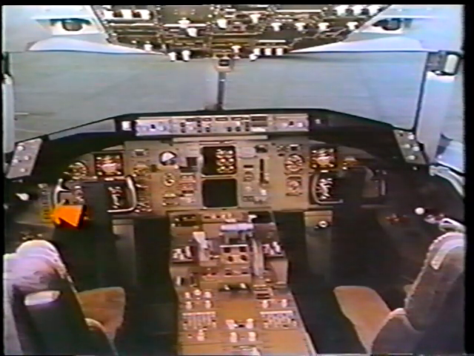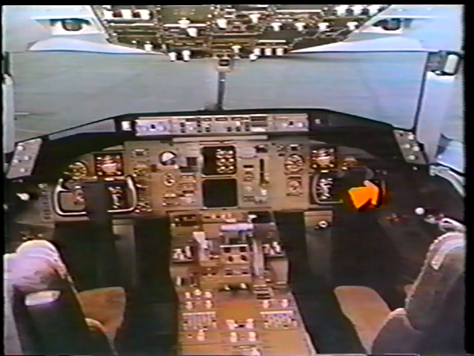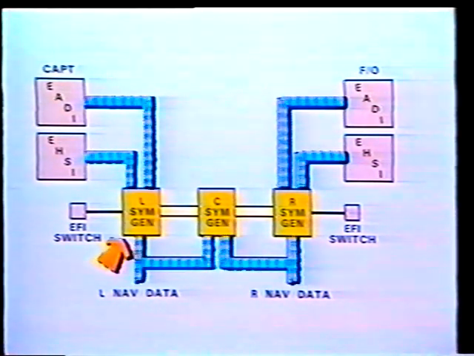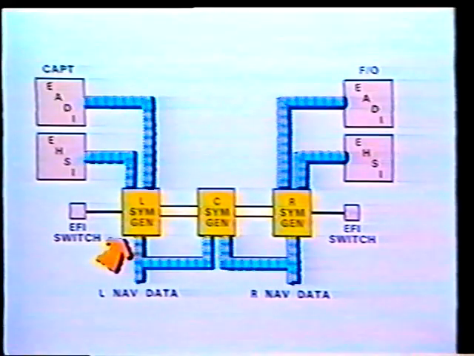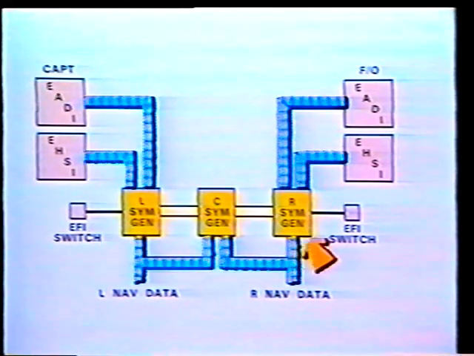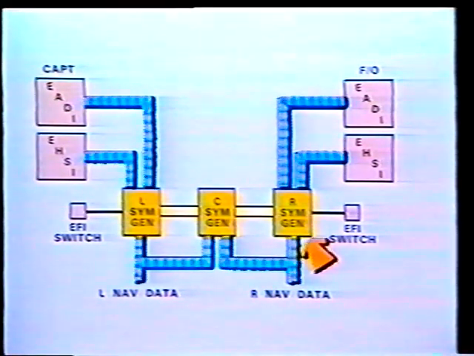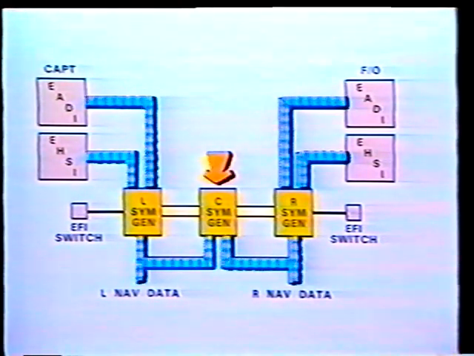Source selector switches are located on the captain's P1 panel and first officer's P3 panel. The switches select which symbol generator drives the EADI and EHSI displays. The left symbol generator normally provides control signals to the EADI and EHSI display units for the captain. The right symbol generator normally provides control signals for the first officer's display units. A center symbol generator is provided as an alternate or backup unit for the left and right symbol generators. It is physically and electronically identical to the left and right units.